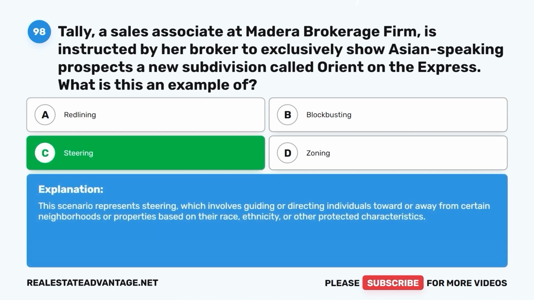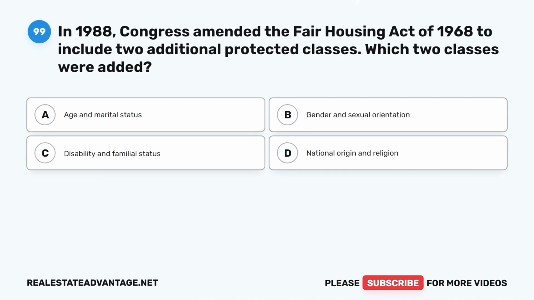Steering. This scenario represents steering, which involves guiding or directing individuals toward or away from certain neighborhoods or properties based on their race, ethnicity, or other protected characteristics. Question 99. In 1988, Congress amended the Fair Housing Act of 1968 to include two additional protected classes. Which two classes were added?